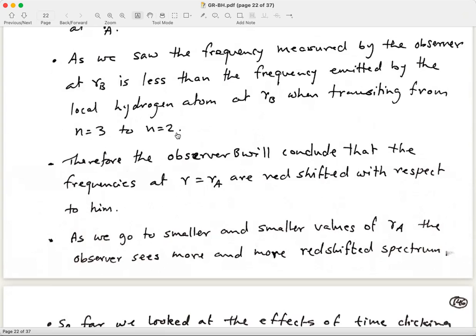2 transition. So in reality, the amount of energy that one needs to spend at RA, when RA is smaller than RB, is larger than the amount of energy you need to spend for this transition at RB. But nevertheless, the observer at RB would conclude that the gravitational redshift is occurring at RA, because the measurement seems to show lower frequency.